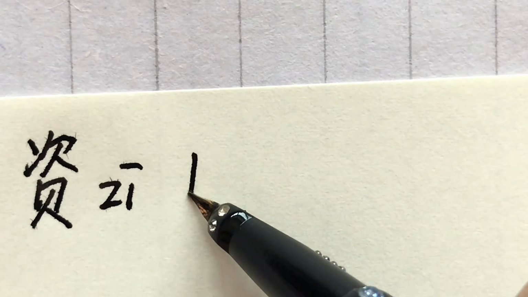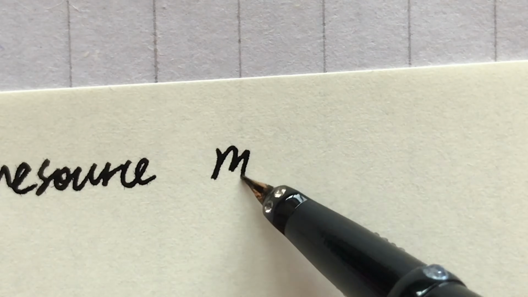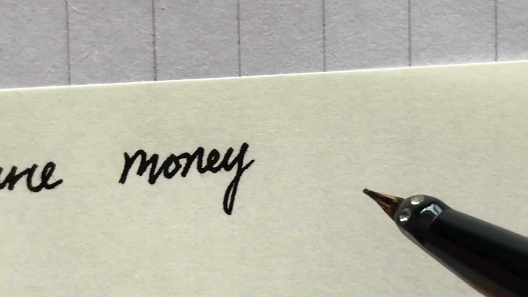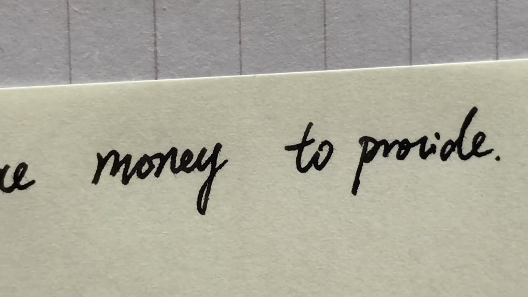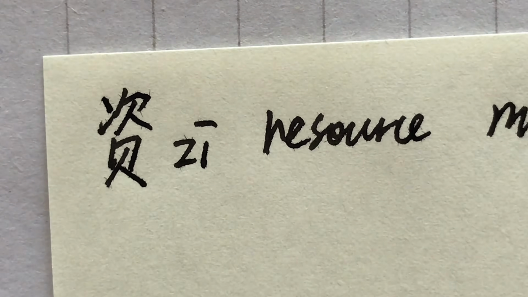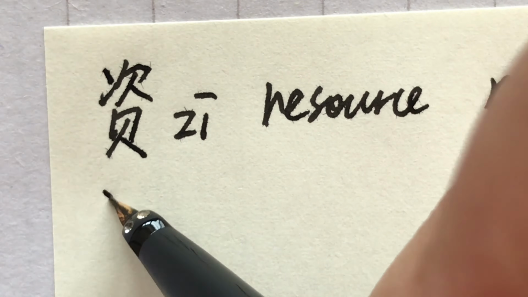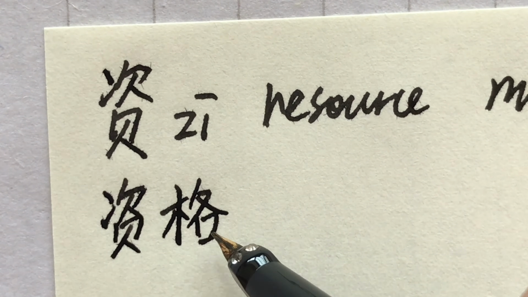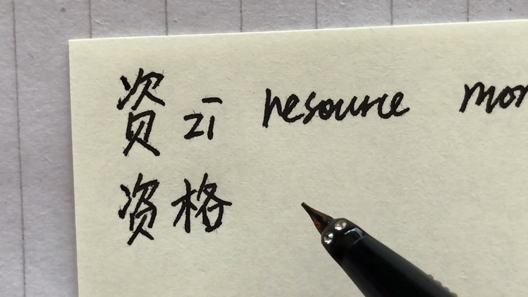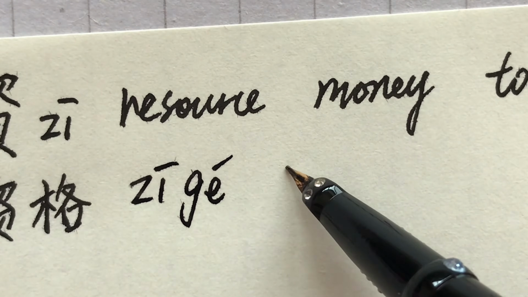资 resource, money, to provide, for example, 资格 qualifications, 资格 qualifications.